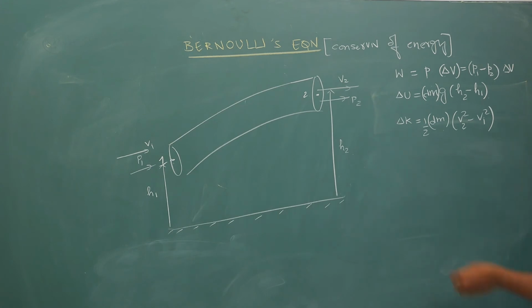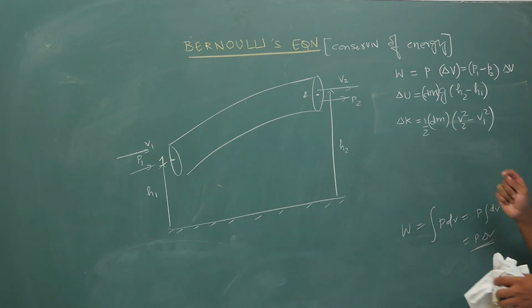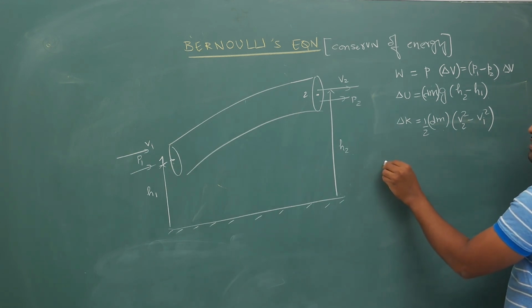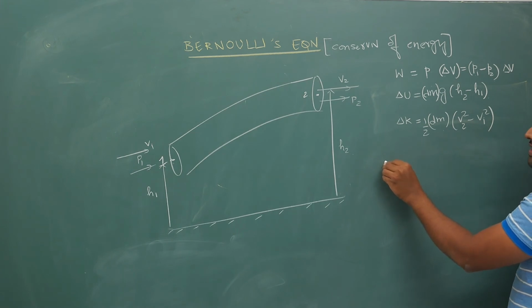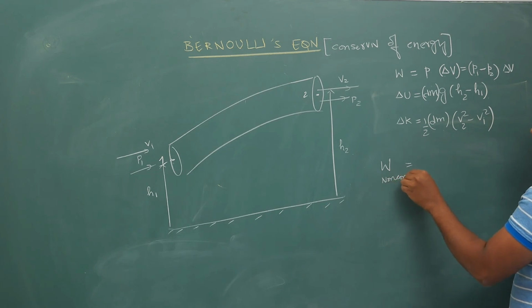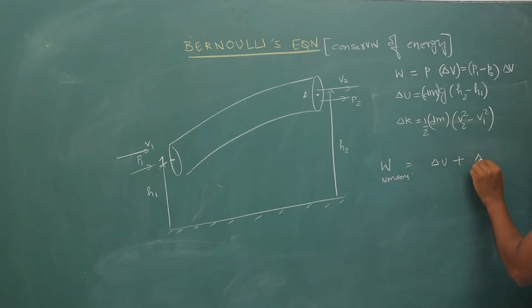Work done, from thermodynamics, is the integral of P dV. If pressure is constant, we write P times the integral of dV, which is P times delta V. Like this we will write, for a small volume. That is why I told you the proof is lengthy, but I will try to keep it simple. Now, by energy conservation, work done by non-conservative forces is equal to delta U plus delta K.